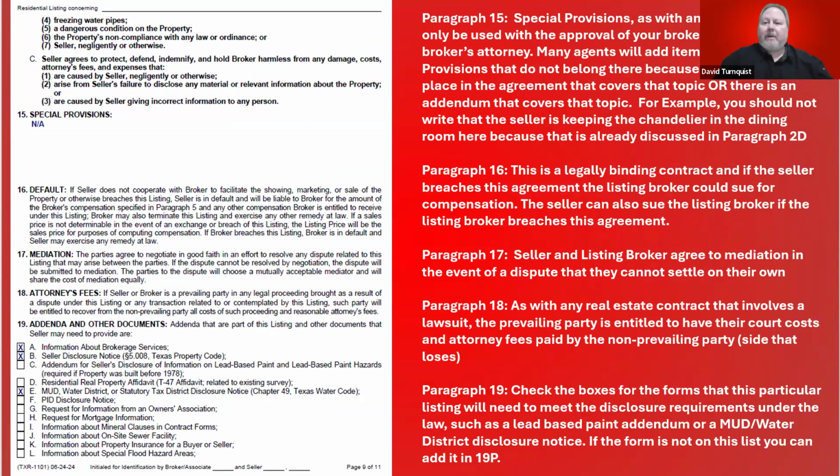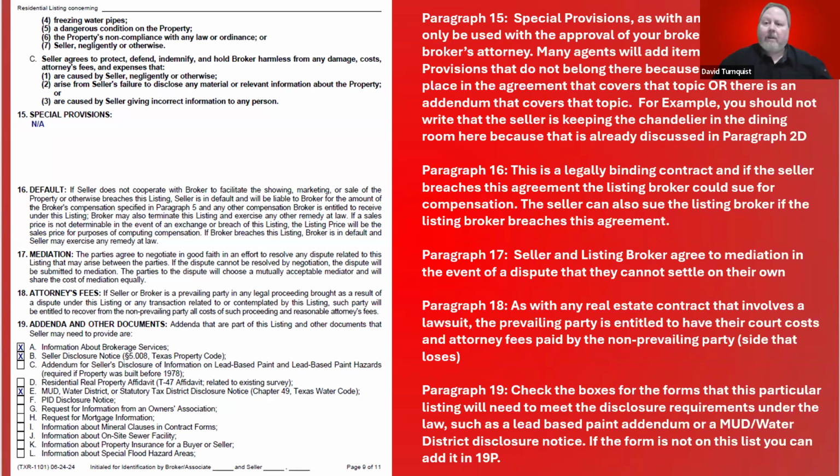Paragraph 15, special provisions. I always hate this section because everybody goes, oh, look at all that space. What should I put there? Well, nothing is what you should put there. And you'll see NA listed here on the example. Just because there's a space there doesn't mean you're supposed to write something there. It's very rare that you need to put anything in special provisions.